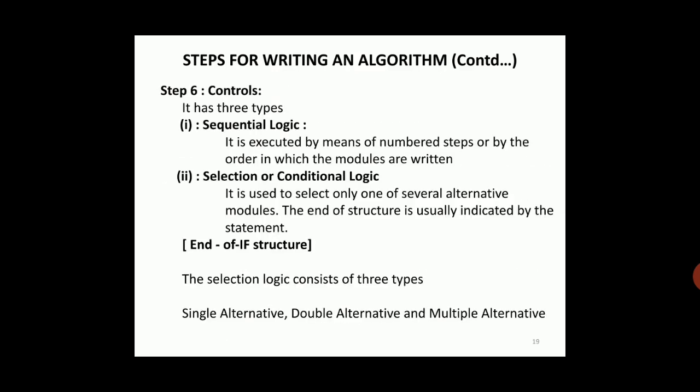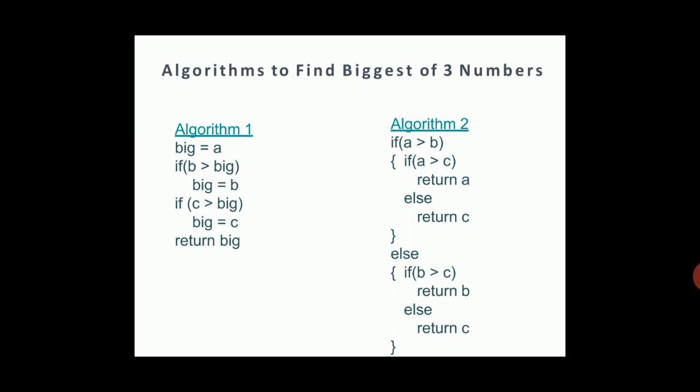And the next step is using some controls, like in simple languages, for and others, and mostly these are called the controls. That means we use some sequential control, and next some selection controls, if and others, multiple alternative, double alternative, these are the controls. Okay, and we have to write an algorithm, for example finding the biggest of three numbers.